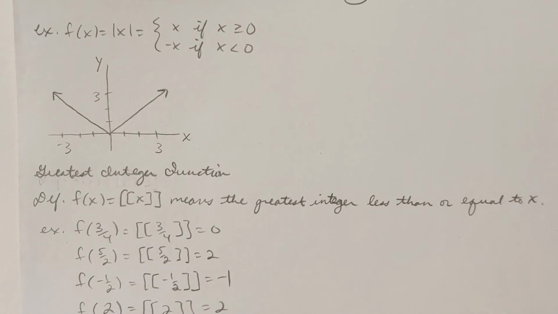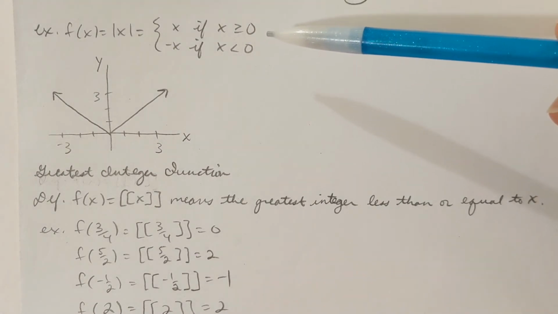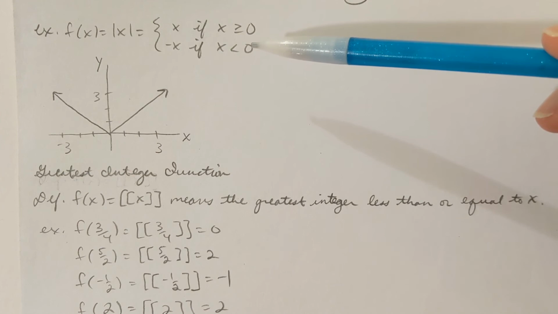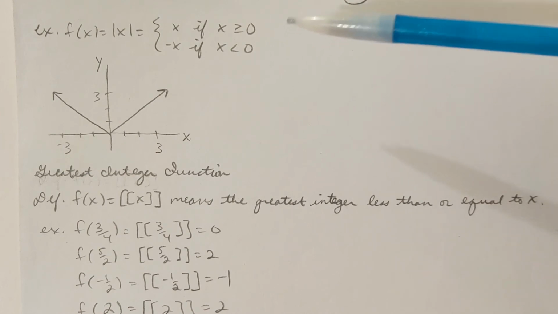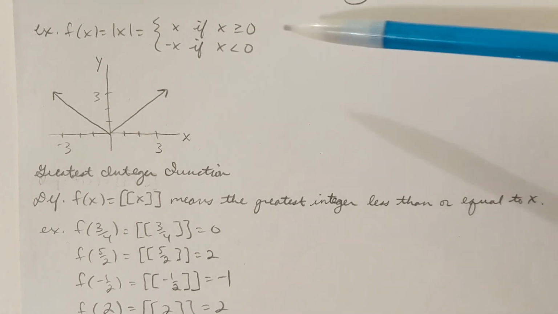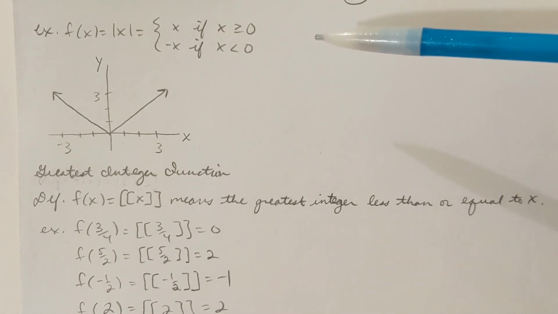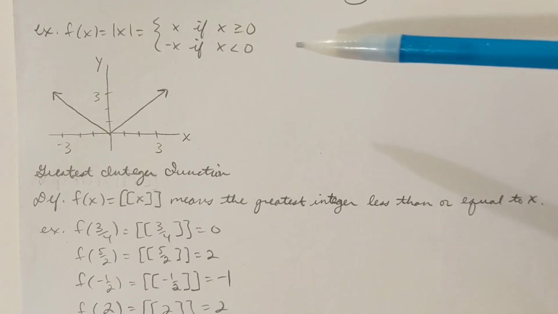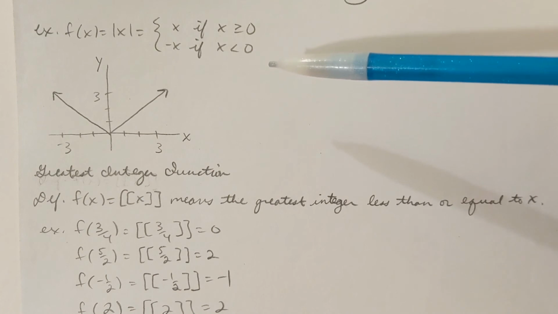Suppose we had f of x equals the absolute value of x. Well, the absolute value of x is x if x is greater than or equal to 0, and negative x if x is less than 0. You see, anything coming out of the absolute value bars is never going to be a negative. So this is one way to explain that anything coming out of the absolute value bars is never going to be a negative.